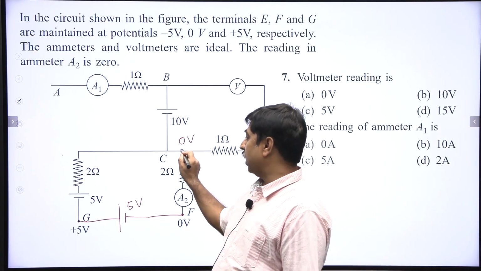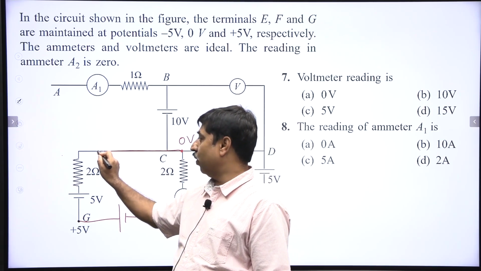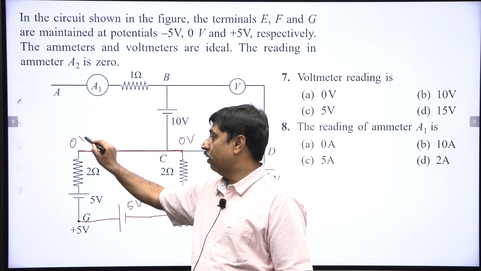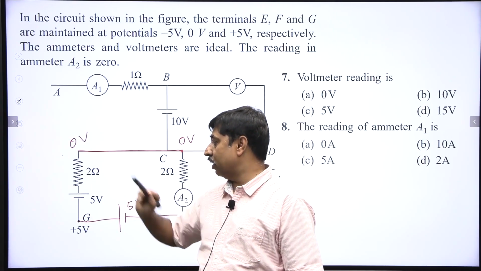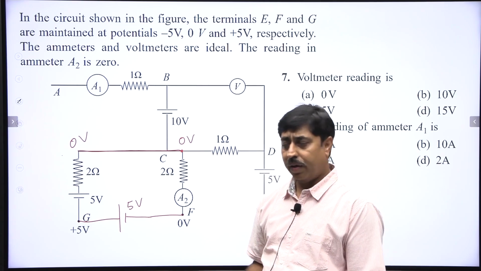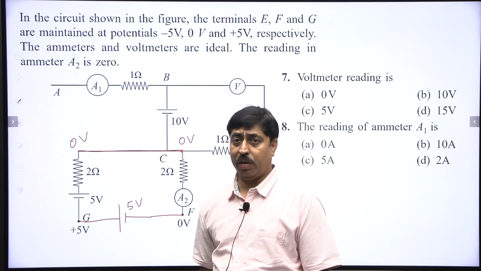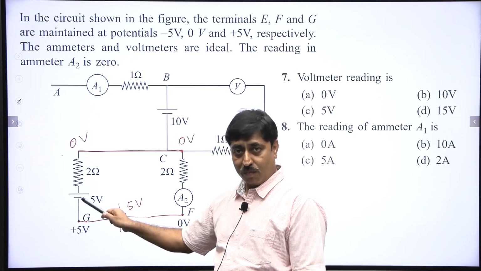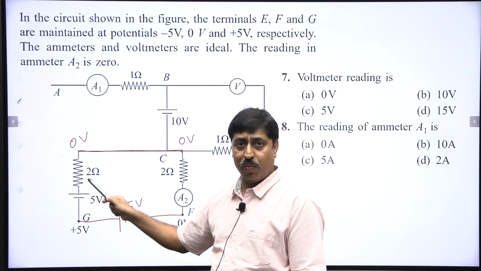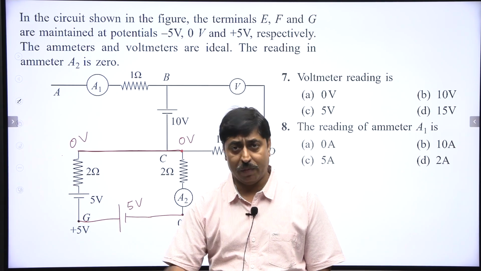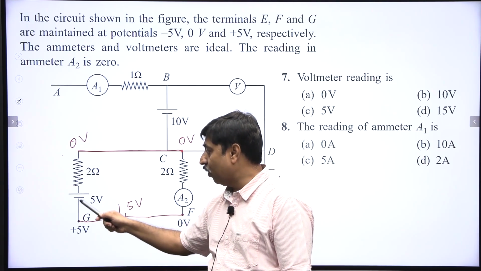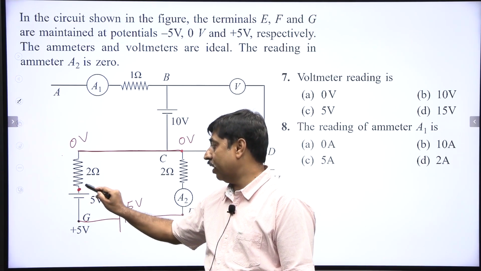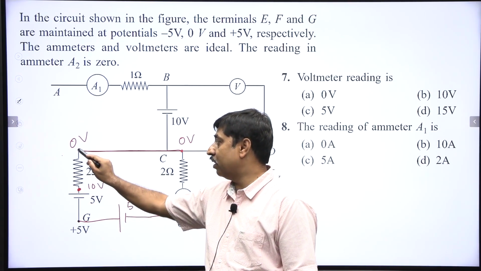So, if this point is at 0 volt, all these points are at 0 volt only, right. So, this point is at 0 volt. Now, this is +5 volt and this is 0 volt. If I move from this point to this point, this is +5 volt. When I move through this cell, when I jump over this cell, there is a gain of 5 volt. So, this point is at 5 volt, this point is at 10 volt. This point is at 10 volt and this is at 0 volt.